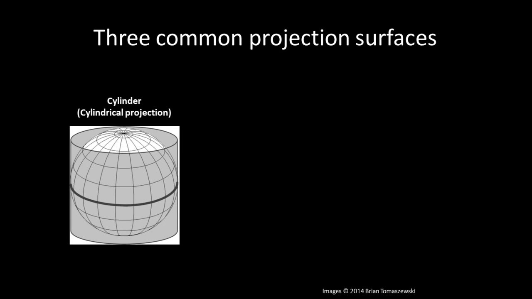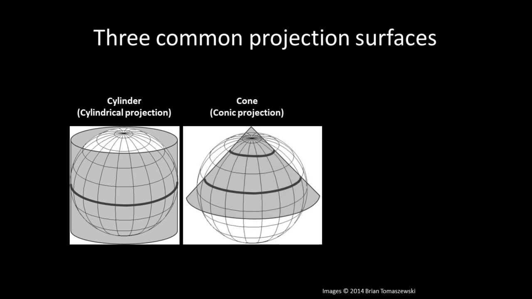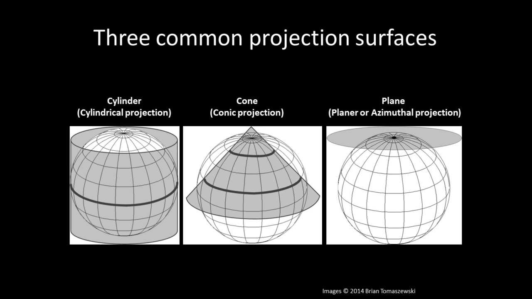The cylinder projection surface, used for cylindrical projections. In this case, the projection surface is tangent or in contact with a single point or line of the globe. The cone projection surface, used for conic projections. In this case, the projection surface is secant with the globe, or cutting intersecting through the globe. The plane projection surface, used for planar or azimuthal projections. In this case, the projection surface is tangent with the globe.